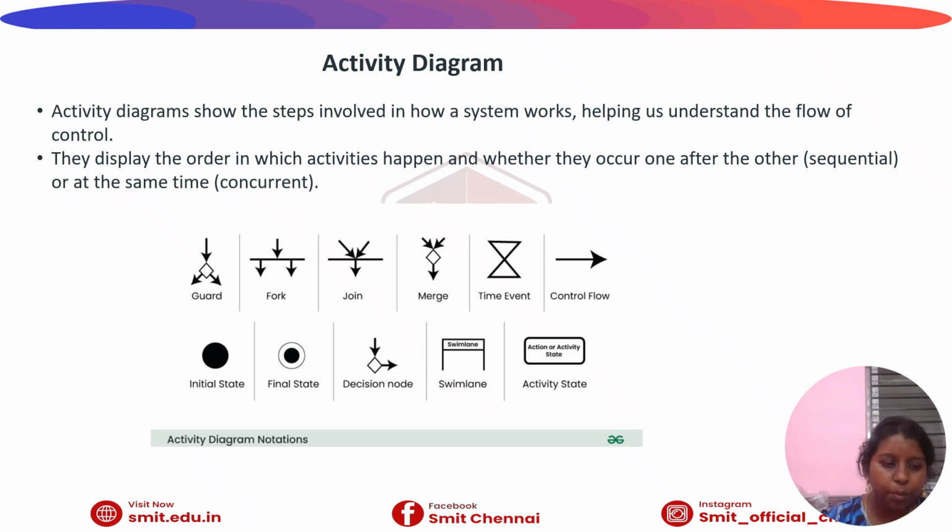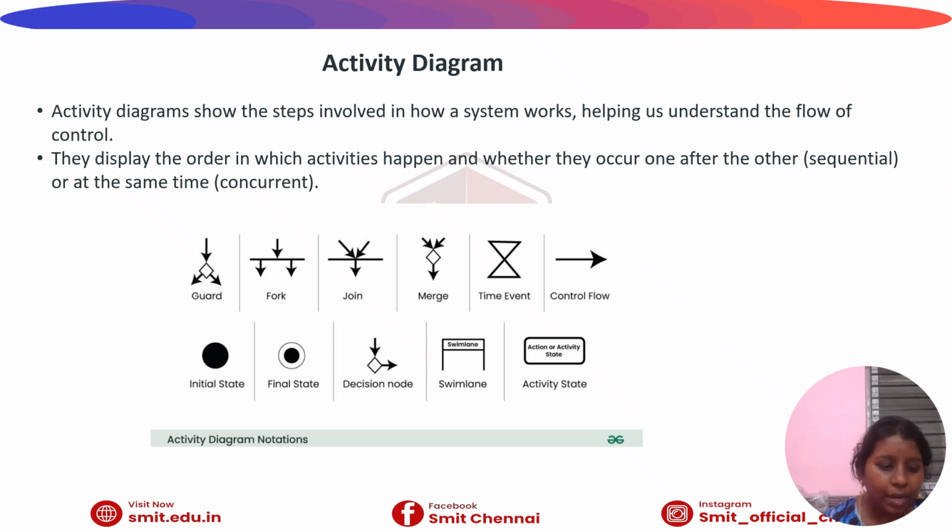Next is the activity state. Activity state is nothing but the execution of the action or object between states. Next is the action flow or control flow, which connects one or more activity states. Next is the decision node or branching. This is the decision-making node. It takes the decision and provides positive and negative, that is, a yes or no answer.